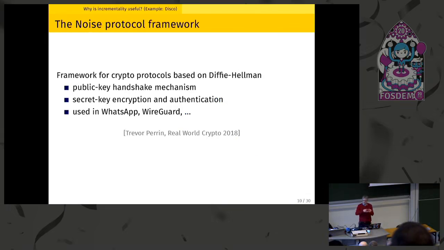Then, Strobe is only about the symmetric key part. What about the public key part? There is another protocol called the Noise Protocol Framework, defined by Trevor Perrin and presented at Hello Crypto 2 years ago. It's a fairly popular protocol in the sense that it's used, for instance, in WhatsApp and WireGuard. It does two things. First, it handles the public key handshake, so it does typically elliptic curve operations to establish a common secret key, and then it also handles the secret key encryption and authentication aspects.